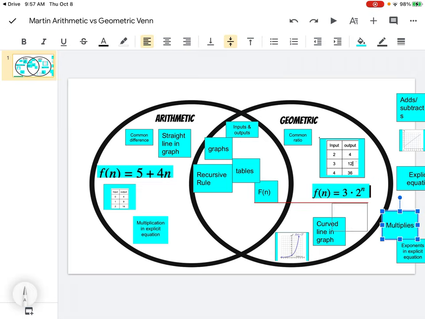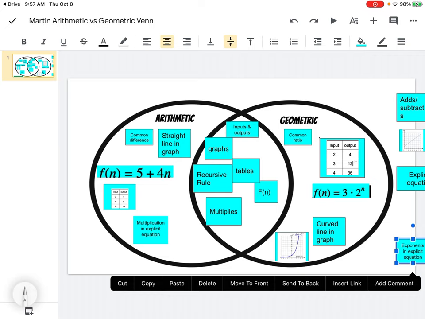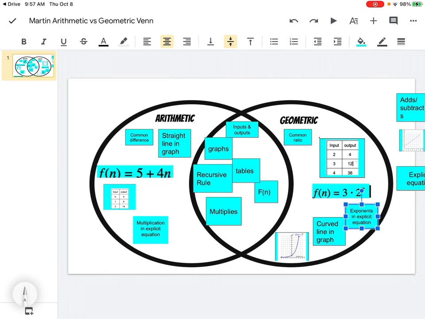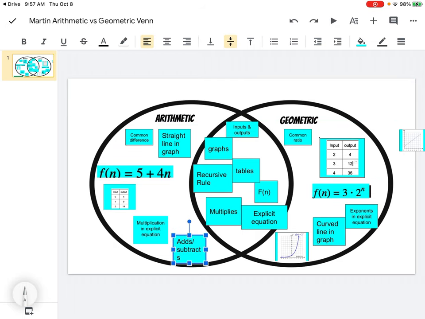Multiplies, because you can multiply in both, that's in an explicit equation for arithmetic, and it's in a recursive equation for geometric. Exponents, in explicit, that's geometric. This one says explicit equation. Explicit equation for both. Adds and subtracts, that's arithmetic.